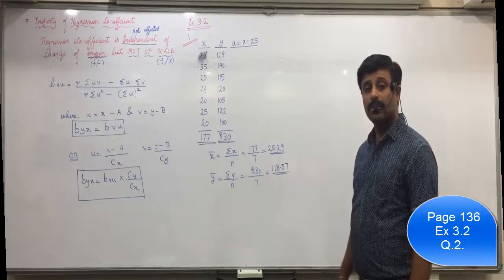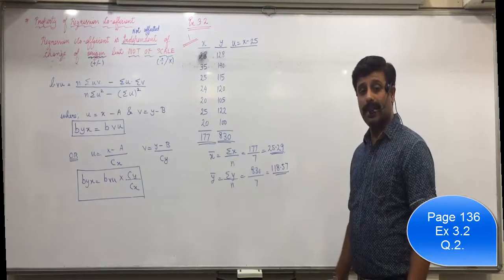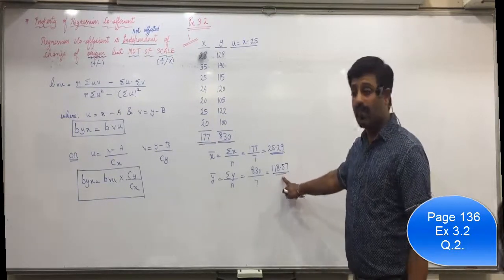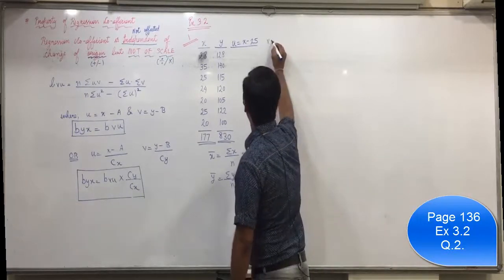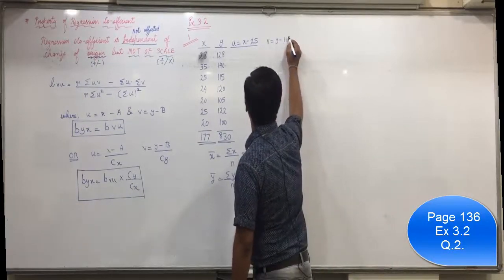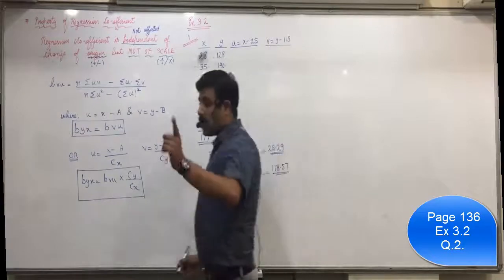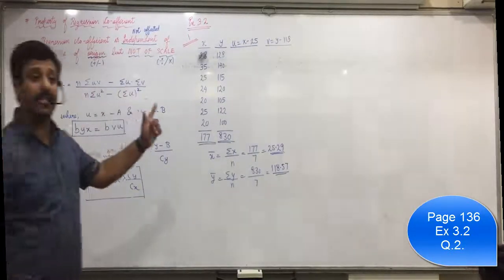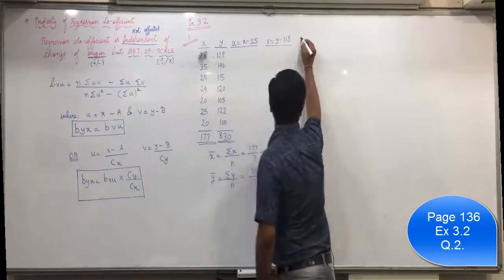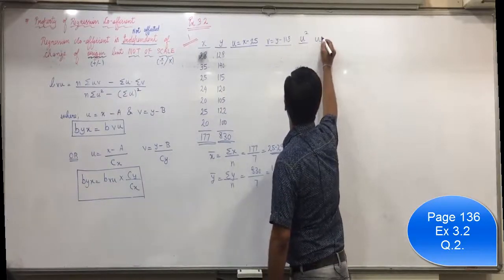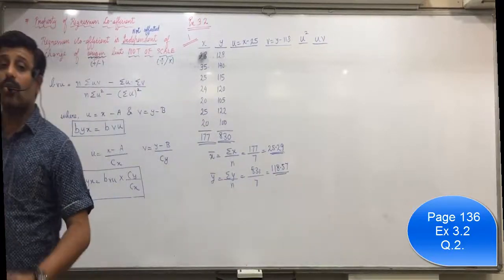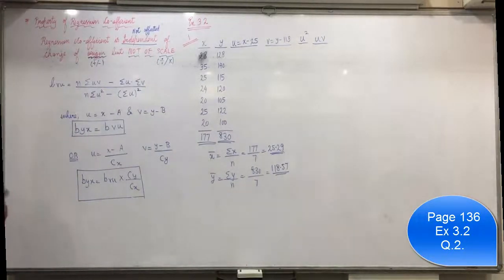Y minus? What is b? Tell me the value. 118. Yes, 118.57, so what will you subtract? 118. Y minus 118. Is coefficient of determination asked? No. So what workings will be required? U square, UV. What is not required? V square is not required because coefficient of determination is not asked.